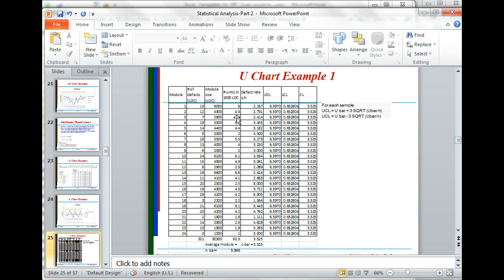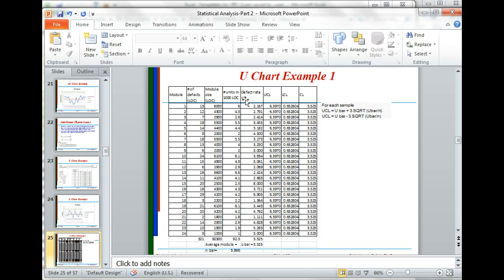So I'm going to pick 1,000 lines of code as being a unit for this production. So the first module then consists of 6 units. The second module consists of 4.3 units, and so forth. I could have picked 2,000 lines, or 500. You're going to need to decide what the sensible unit will be to standardize, and then you standardize how many units are in each of those samples.